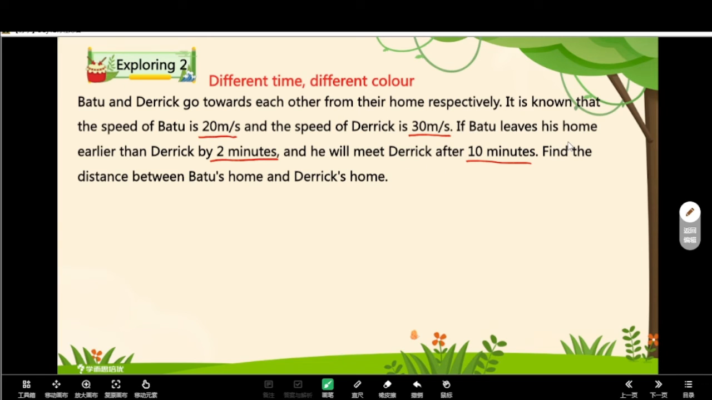What is meant by if 巴图 leaves his home earlier than Derek by 2 minutes?